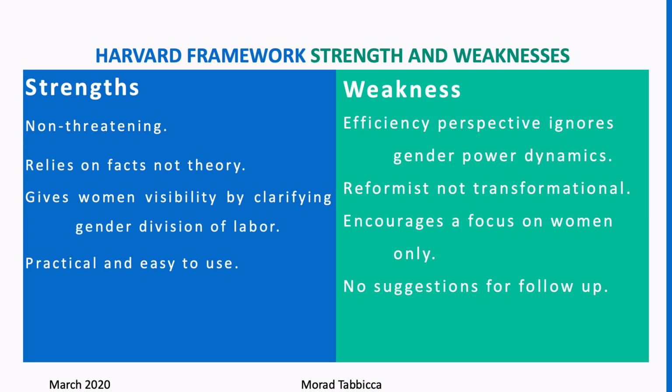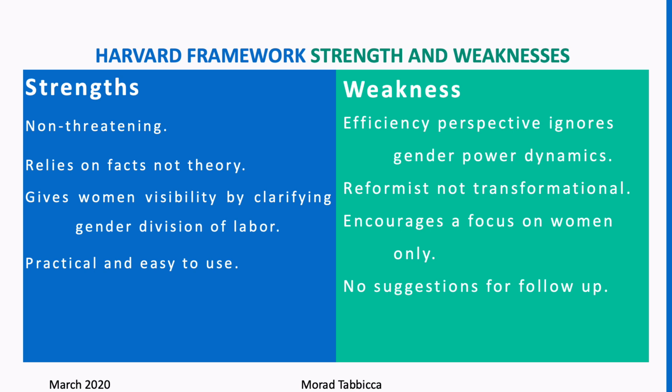Another thing that works well is that it's very simple to use. It's very straightforward. So it's part of the strength of the framework. But the weakness, as I said earlier, is that it's about, okay, let's see where women lack access to resources, let's see how we can give them more so that they can produce more. So it's more of a capitalist perspective on things. It doesn't really care about gender power dynamics and all that.